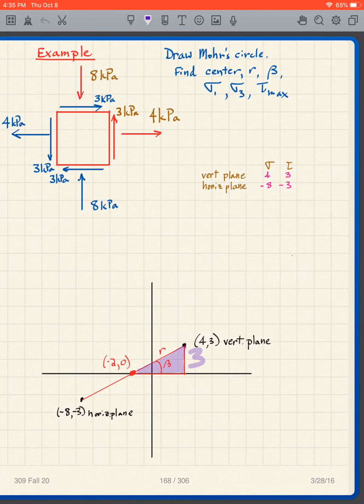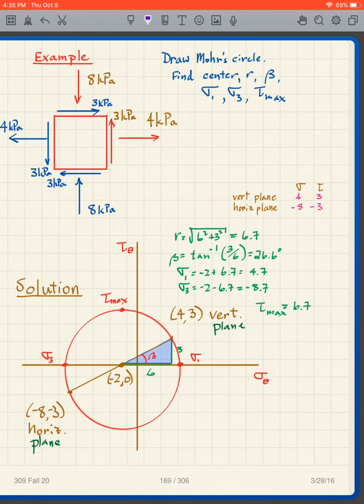So we've been able to do all of the calculations before we sketch in the circle. So at this stage, in a way, we don't even need the circle. We don't need to show the circle, but I want you to show the circle because we're going to be using it. But so here's the rest of the problem, and I've drawn the circle. So like we said, the radius is the square root of 6 squared plus 3 squared. Beta is the arctangent of 3 over 6. -2 plus 6.7 for sigma 1, -2 minus 6.7 for sigma 3, and there's my tau max, there's my sigma 1, there's my sigma 3. So, all right, hopefully you did well on that one.